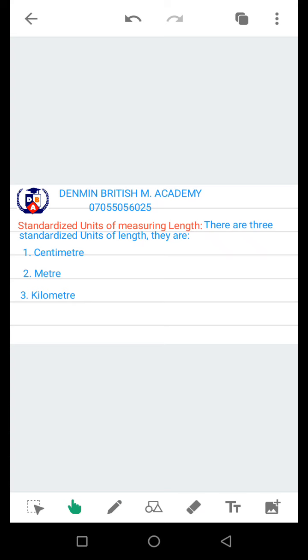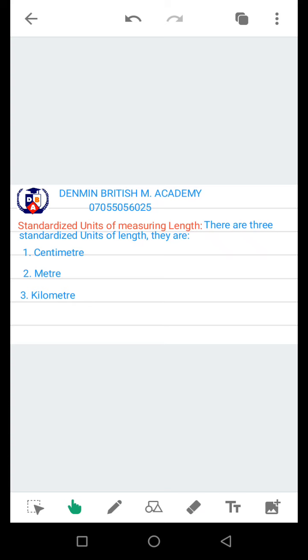Now we want to talk about standardized units of measuring length. You see, those other units that we'll talk about are not standardized, because one person's hand span, for example, my hand span can be wider than your own hand span. So if you say something is 5 hand spans long, when I use my own hand span, it will not be up to even 2 hand spans.